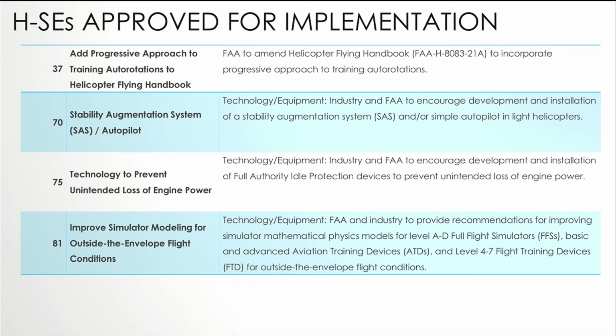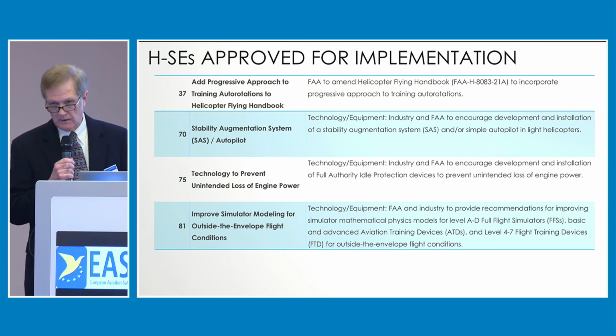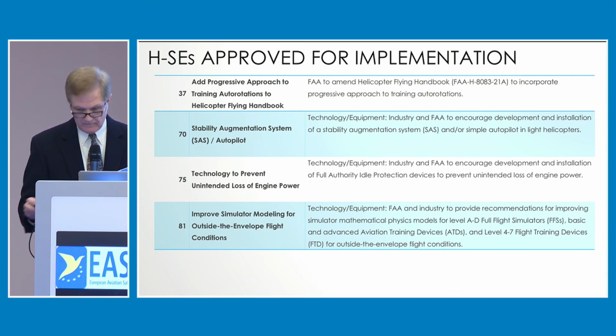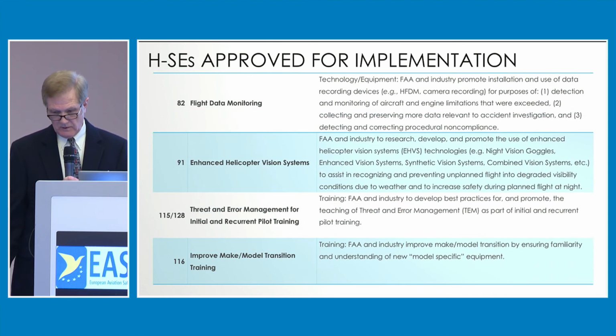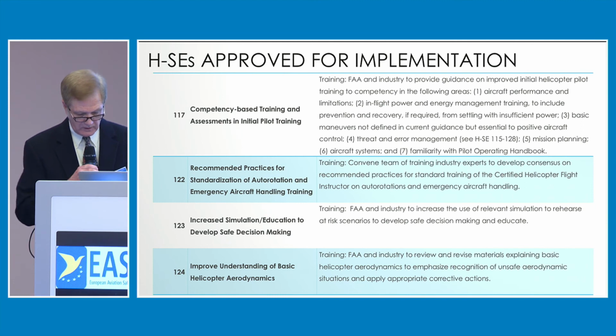This next slide, I'll pick one or two of these off. Number 37 is about training, basically revising the helicopter flying handbook to be more up-to-date and to address autorotations. Number 70 is about technology and equipment. So those are just a few of the 22, and they do fall into those very convenient 4 categories. These, by the way, I'm just going to flip through them. You can find them actually on the website. Let me see if I can find that website for you. Maybe I'll have that in a later slide.